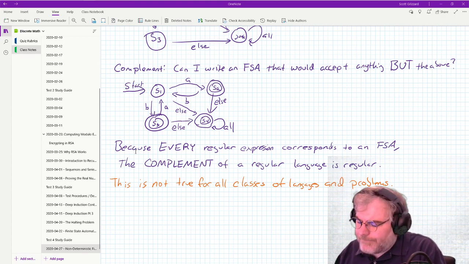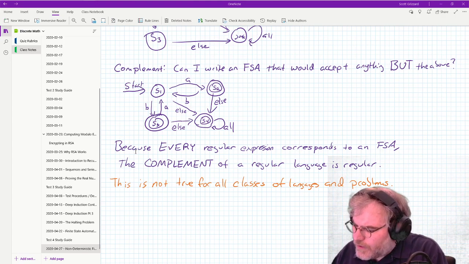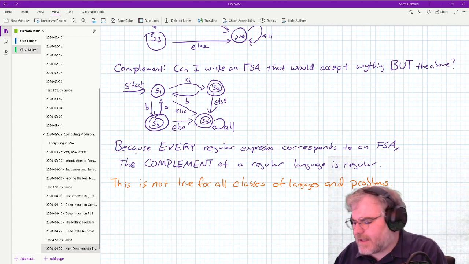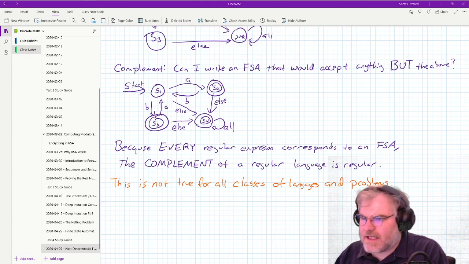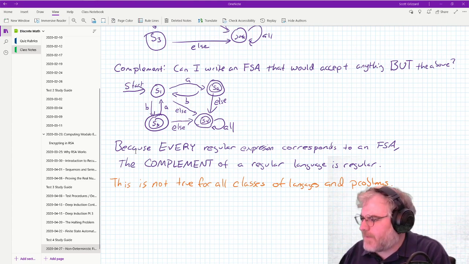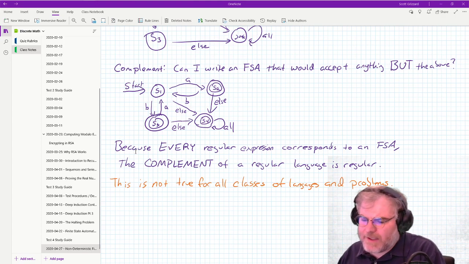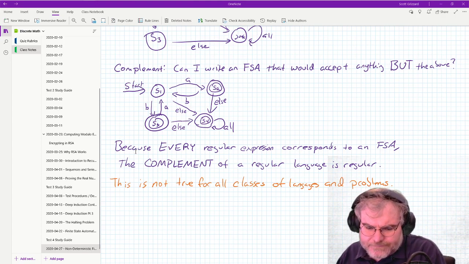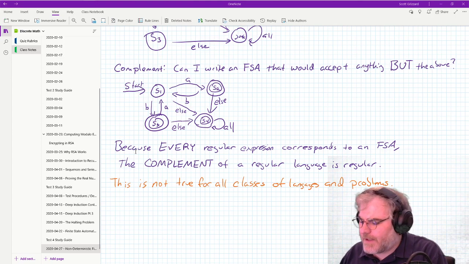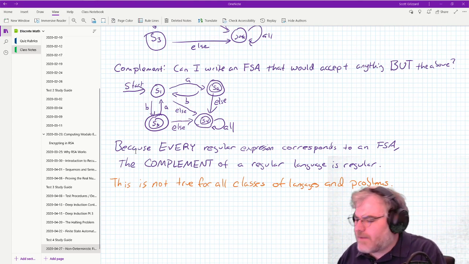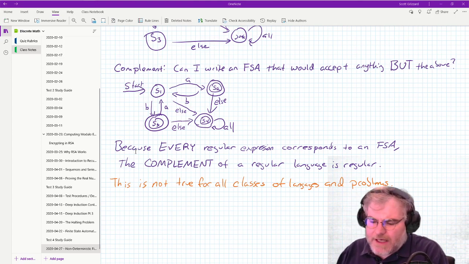So that's one thing. You're going to see complement problems like this in other things, like if you're talking about the complement of an NP problem, or the complement of a polynomial type problem, or the complement of an exponential problem. Okay, and a language is regular if it corresponds to a regular expression.